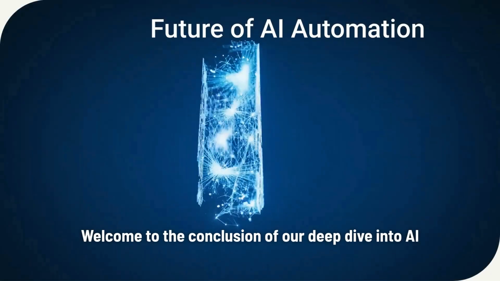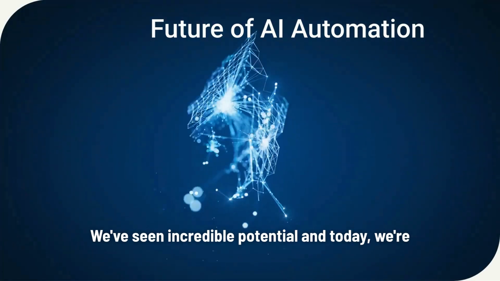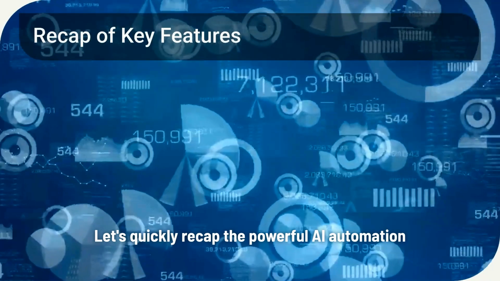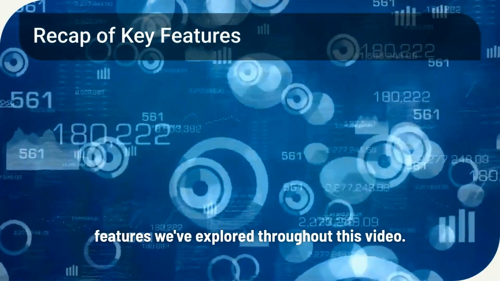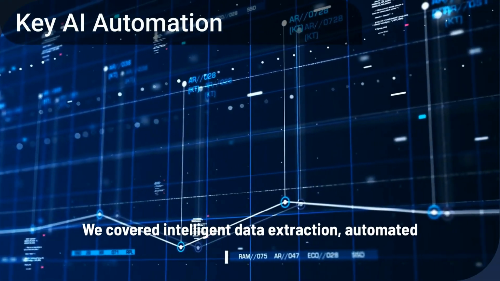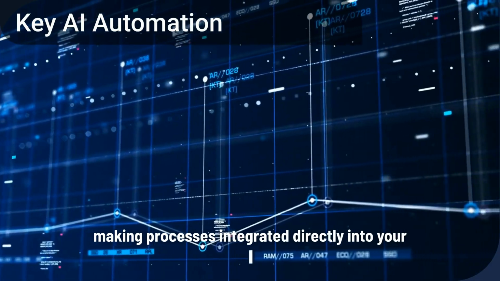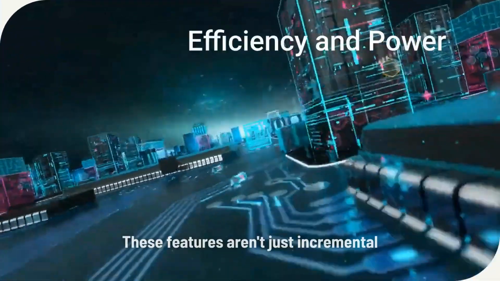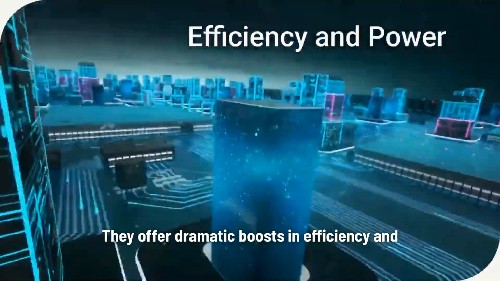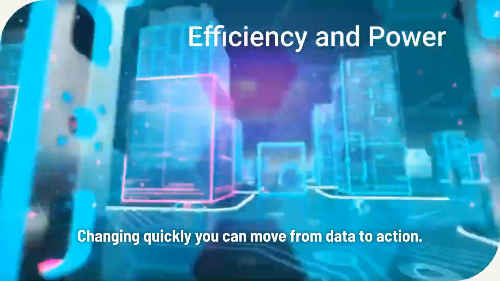Welcome to the conclusion of our deep dive into AI automation. We've seen incredible potential, and today, we're looking forward. Let's quickly recap the powerful AI automation features we've explored throughout this video. We covered intelligent data extraction, automated content generation, and sophisticated decision-making processes integrated directly into your workflows. These features aren't just incremental improvements. They offer dramatic boosts in efficiency and processing power, changing how quickly you can move from data to action.